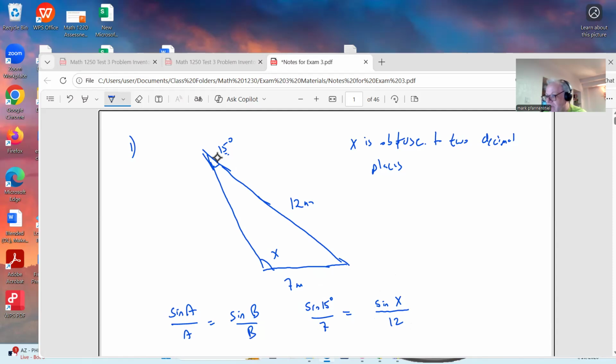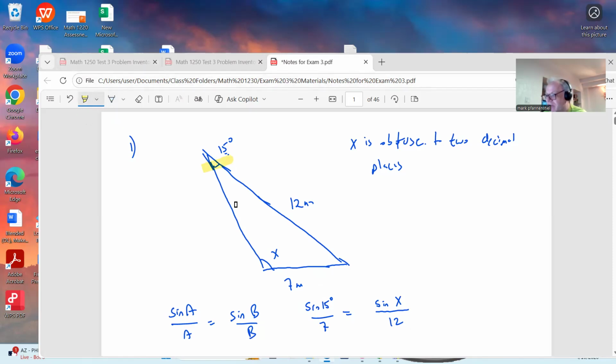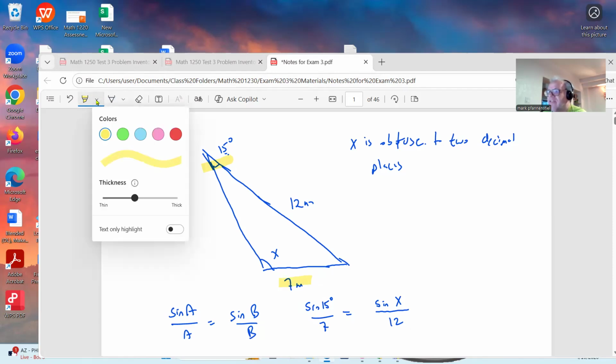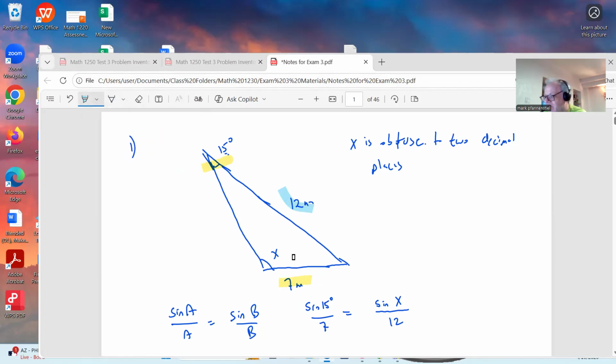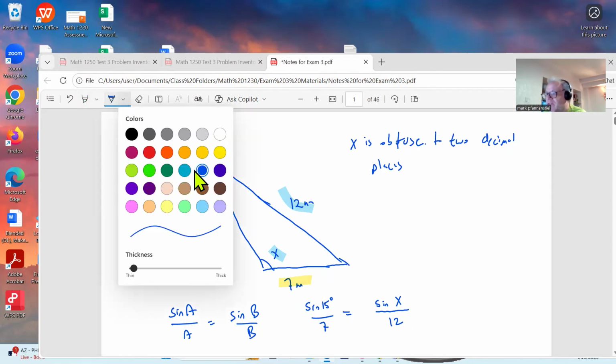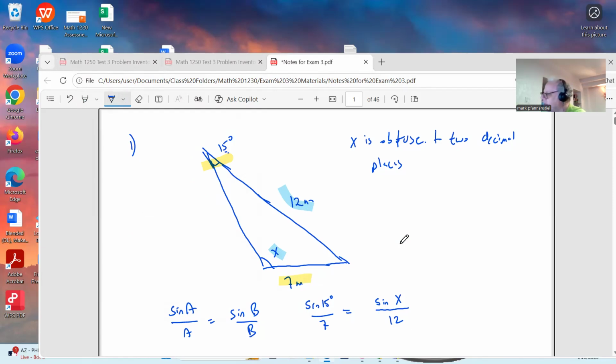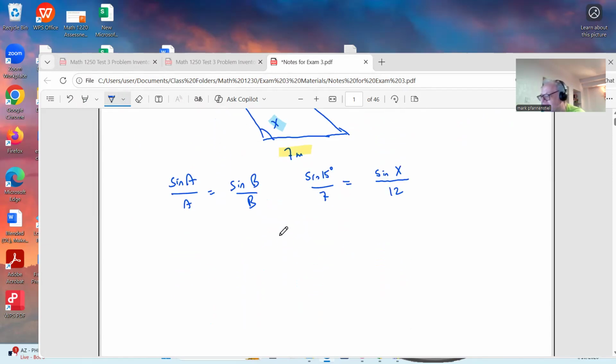We've set up the one ratio that we know, this angle and this side. Then we set that against the ratio we don't know, this side and this unknown angle, and we're going to solve for that unknown angle. That's pretty much what we do with this. So let's do some algebra to solve for this.